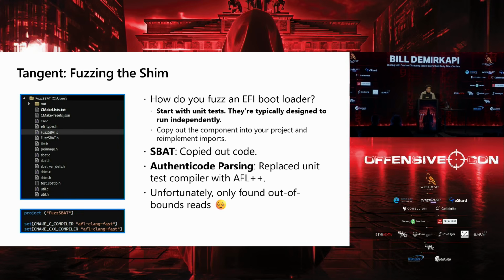I went ahead and created a project. I configured the AFL++ compiler, and then I copied over the SBAT code. Now for authenticode parsing, I used a unit test, and I just made a small harness by taking a unit test, replacing the main entry, and then throwing it at AFL++. But unfortunately, with these fuzzing techniques, I really only found out-of-bounds reads, which isn't that impactful at secure boot stage.